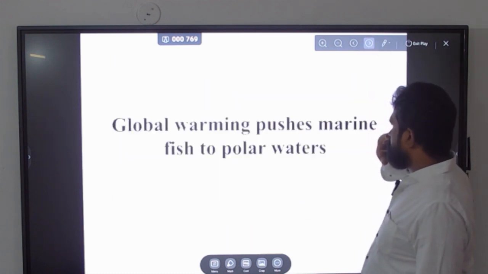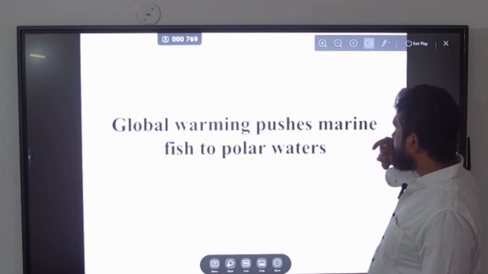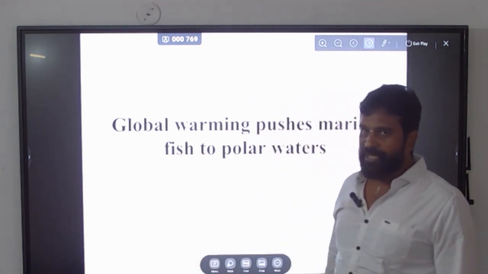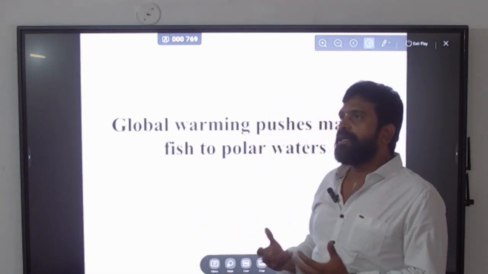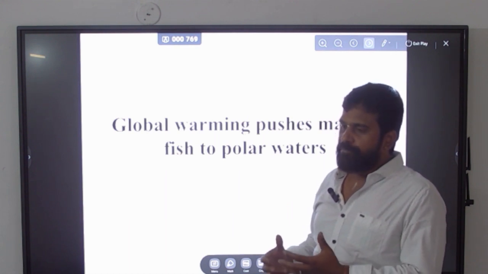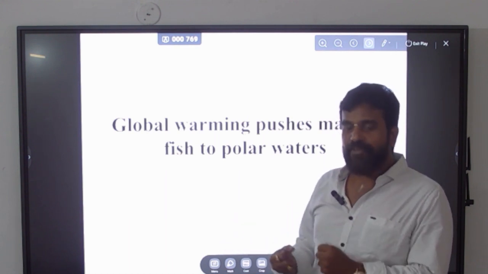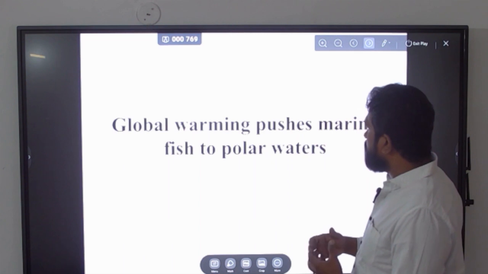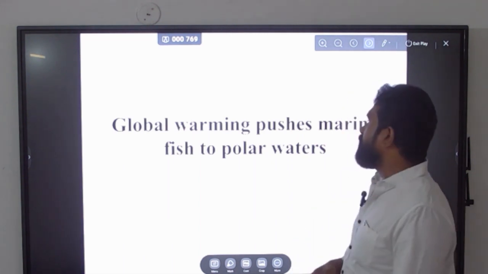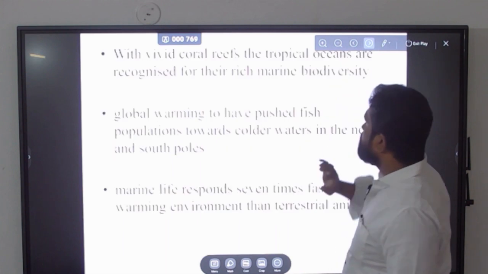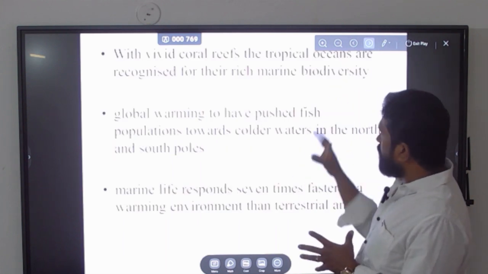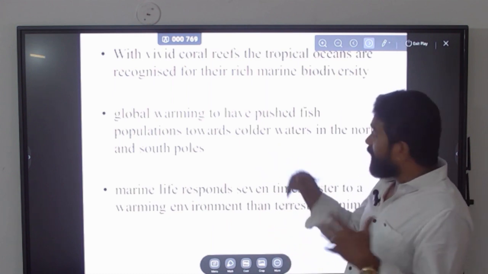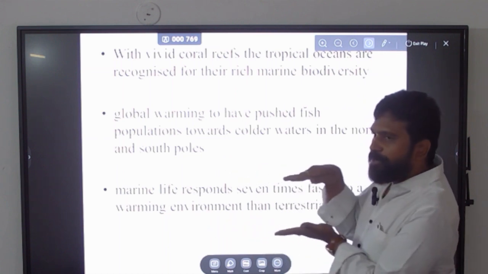The next one: global warming pushes marine fish to polar waters. Because of global warming, the temperature is getting higher, and the species living on land are affected, and the aquatic species are also affected. In the tropical ocean we have that many coral reefs. So there we have rich marine biodiversity, in the tropical and subtropical region.